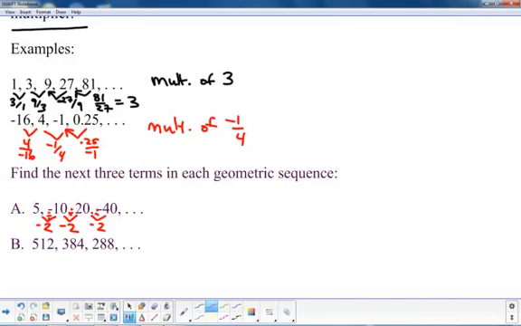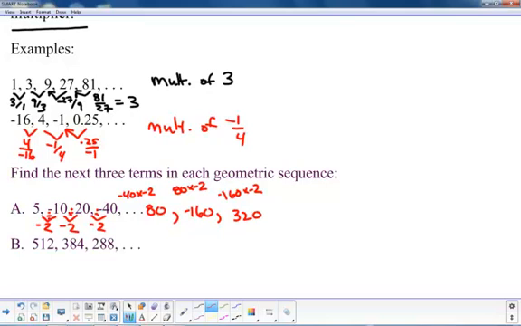So our next term would be negative 40 times negative 2, which is 80. Our next term would be 80 times negative 2, which is negative 160. And our third term would be negative 160 times negative 2, which is 320.